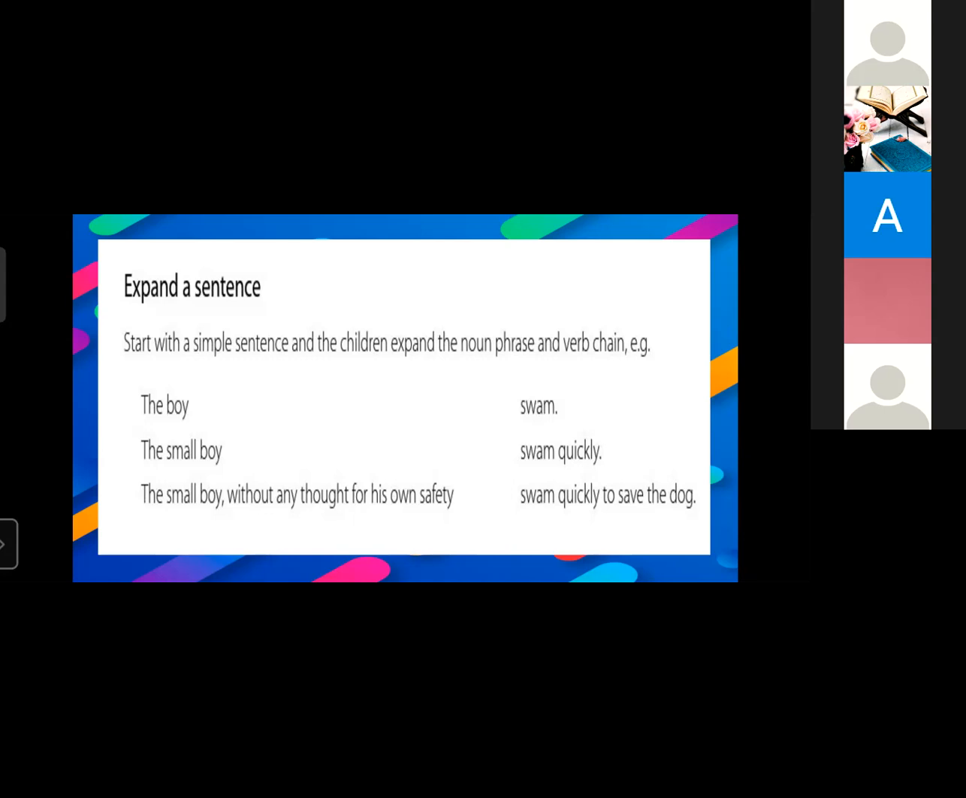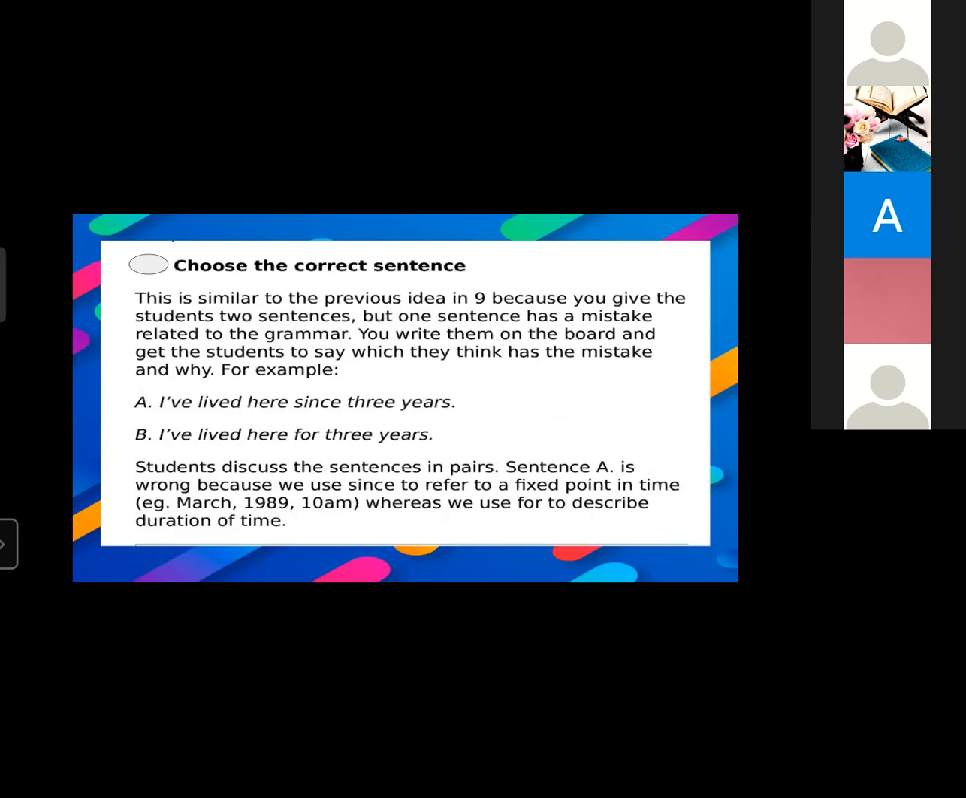So is it easy to apply something like this, expanding a sentence? Yeah. Okay. Here is choose the correct sentence. This technique will be more applicable if you have already taught them the grammar rules. So you can tell them different sentences, and they can choose the correct sentences.